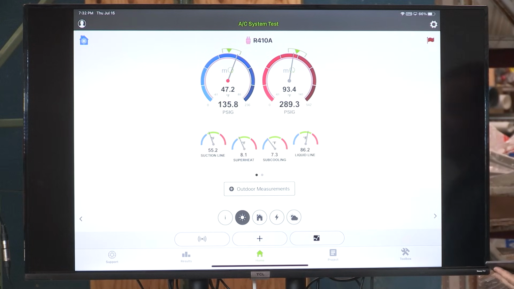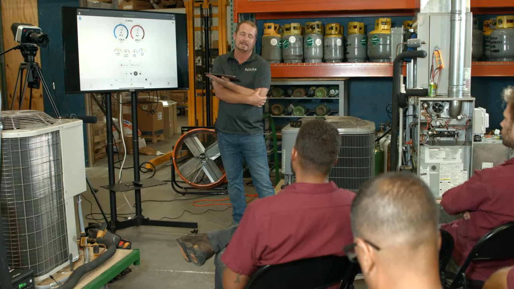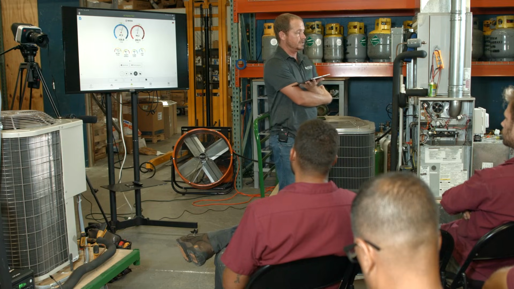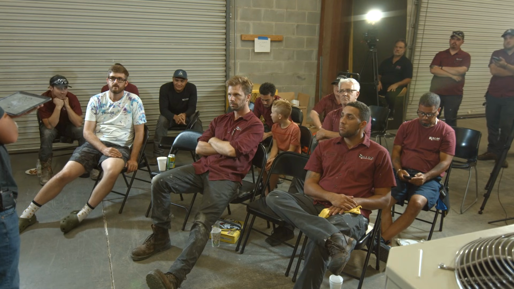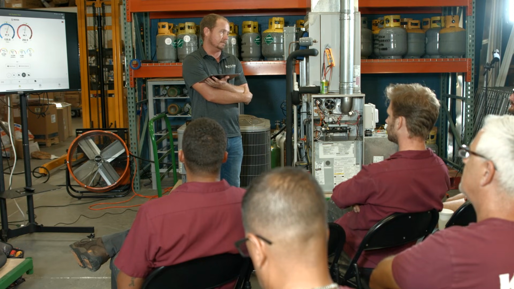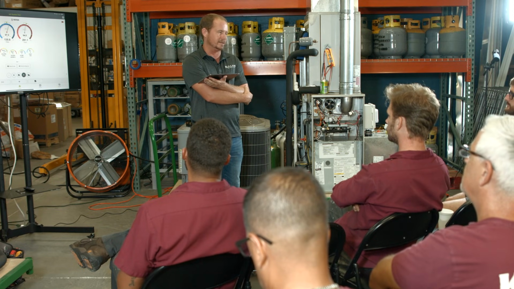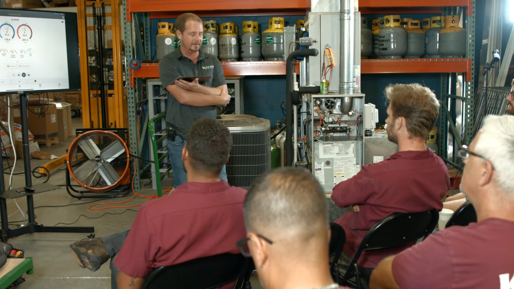Our subcooling's looking a little bit on the low side, but here's a question: is this going to make our system capacity better or worse based on what we just did? It's definitely going to be worse. Because before we were running a near flooded evaporator coil, so now we're feeding less of the evaporator coil. It's not going to make a significant difference.